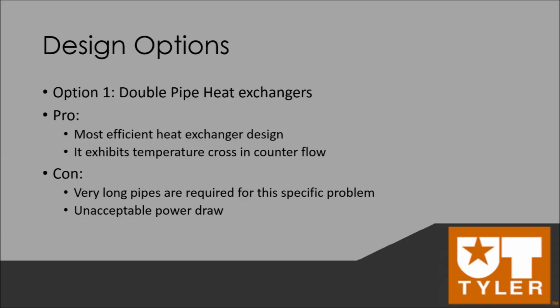The first design to be considered for the given parameter is the double pipe heat exchanger. This type of heat exchanger is the most thermal efficient design that allows for temperature cross when designed as a counterflow exchanger. Temperature cross indicates that the heat exchanger's hot outlet temperature can be lower than the cold side outlet temperature. There are some downsides to this design, however, due to the fact that the heat exchanger's hot and cold side temperature difference is 775 degrees.